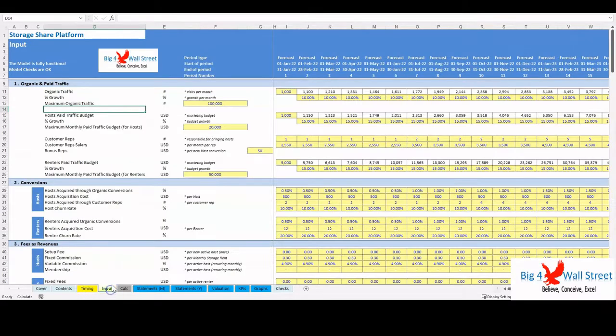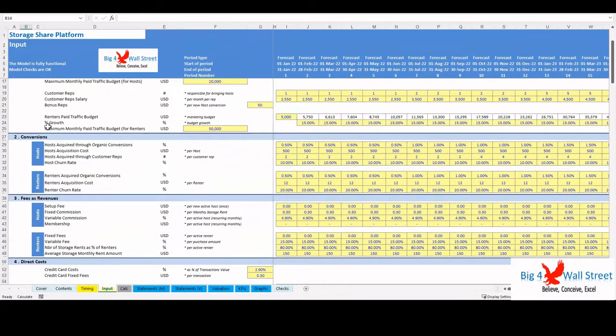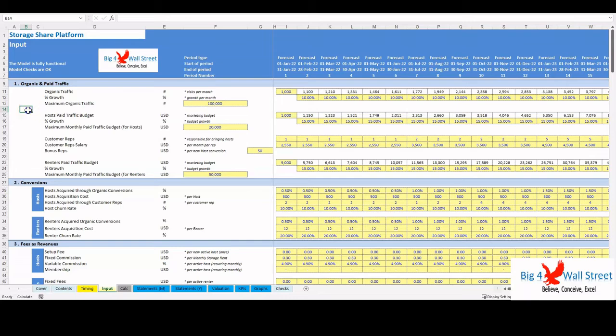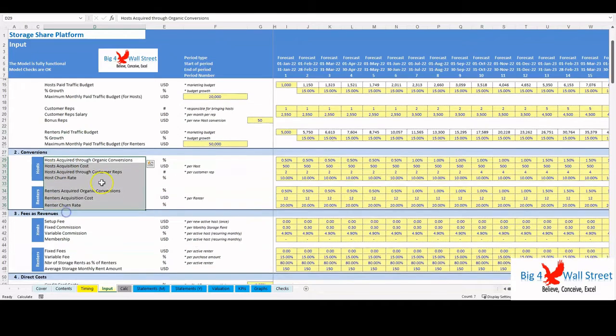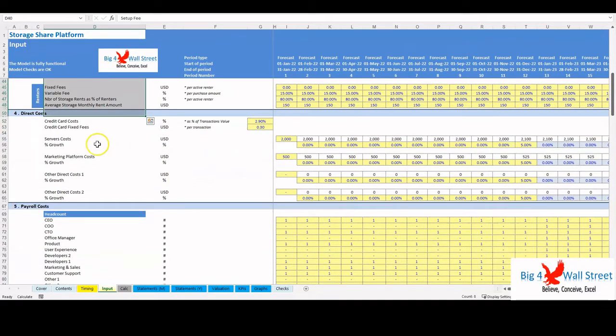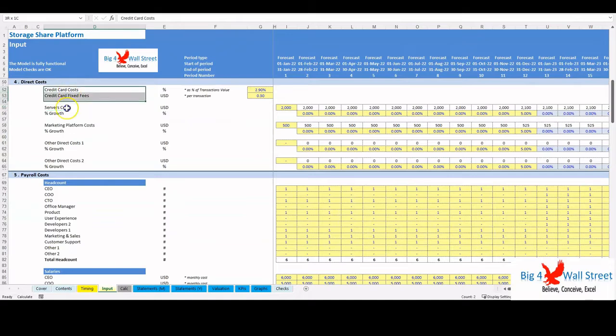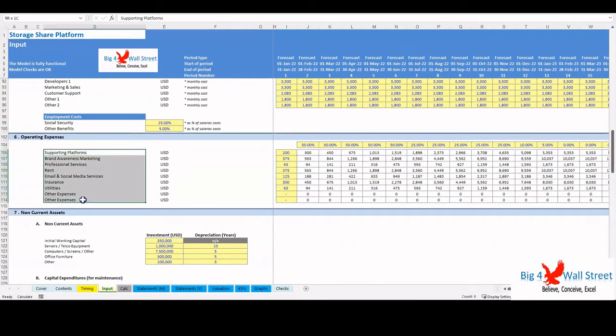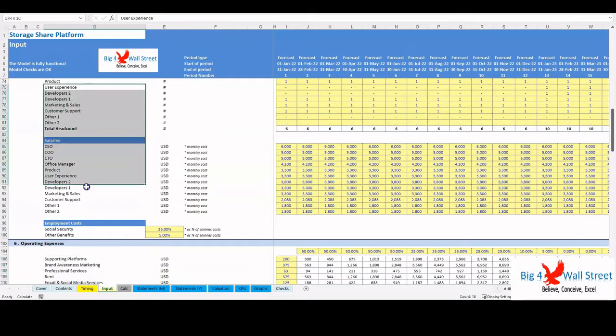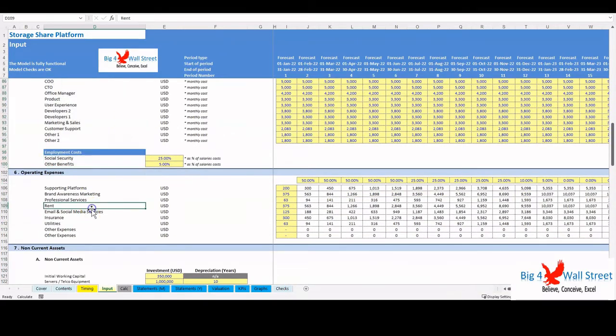Moving on to the Inputs tab, you can adjust the various assumptions of the model based on the specifications and requirements of your business. So effectively you can adjust the detailed revenue assumptions, and the user can amend the most important drivers such as organic traffic, paid traffic budget, customer reps, conversion rates, and fees for both renters and hosts. Moving on, the cost is comprised of 3 main categories: direct costs, commissions, payment processing, servers, marketing platforms, labor cost, headcount, salaries, employment costs and other benefits, and operating costs, rent, utilities, insurance, advertising, other supporting tools, etc.